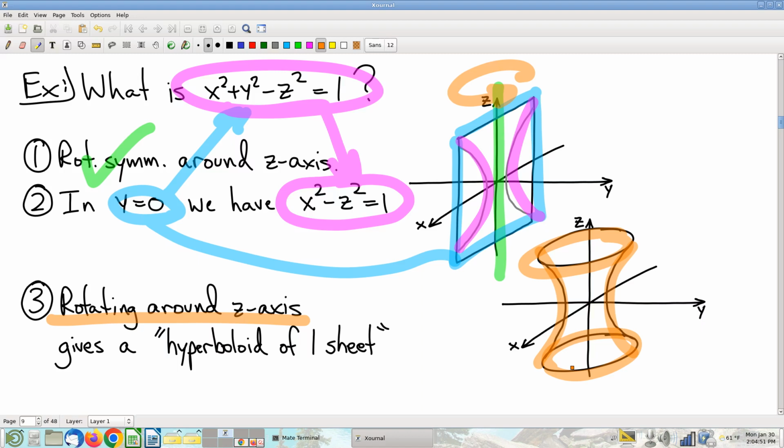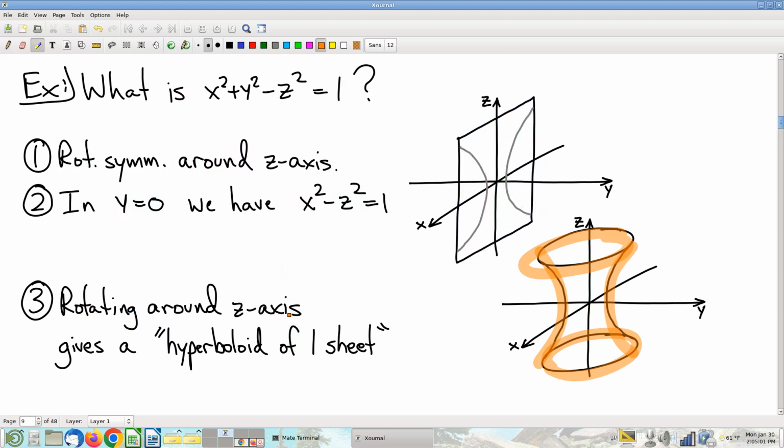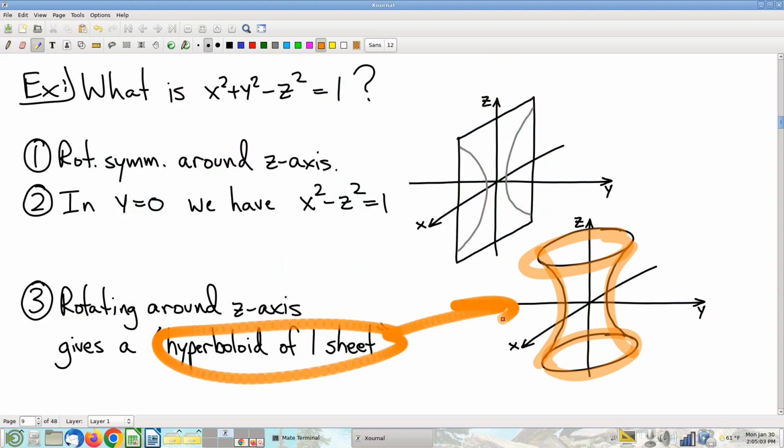What do you think? Is everybody happy? Is everybody following me? Good deal. Okay, a little bit of terminology. This is called a hyperboloid of one sheet. And there is another kind of hyperboloid that we're going to see in a few minutes.